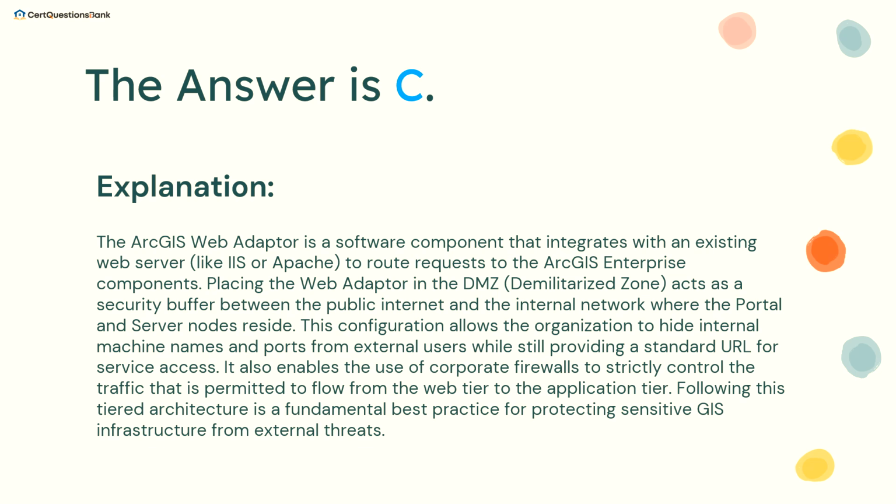This configuration allows the organization to hide internal machine names and ports from external users while still providing a standard URL for service access. It also enables the use of corporate firewalls to strictly control the traffic that is permitted to flow from the web tier to the application tier. Following this tiered architecture is a fundamental best practice for protecting sensitive GIS infrastructure from external threats.